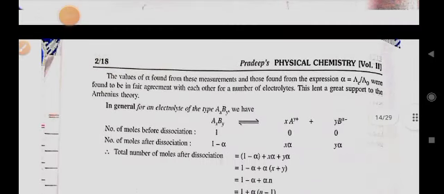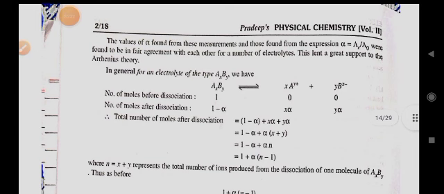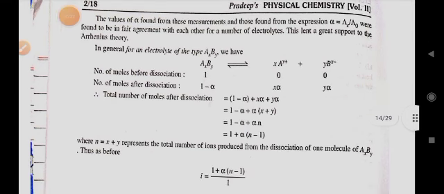The values of alpha found from these measurements and those found from the expression alpha is equal to lambda C upon lambda naught were found to be in fair agreement with each other for a number of electrolytes. This lent greater support to the Arrhenius theory.